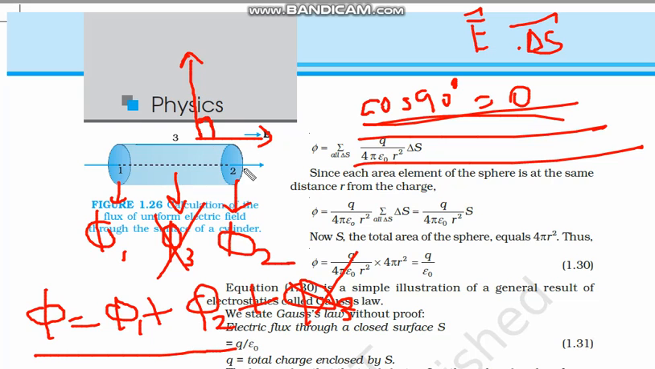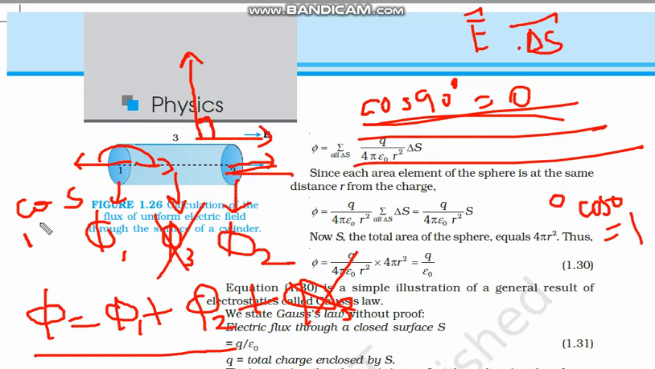Now see, the outward normal of surface 2 is in this direction. The outward normal of surface 1 is in this direction. Here the angle is 0 degrees. Cos 0 is 1. Here the angle between E and delta S is 180 degrees, so cos 180 is equal to minus 1. Here the area element is opposite, and here the area element is in the same direction.